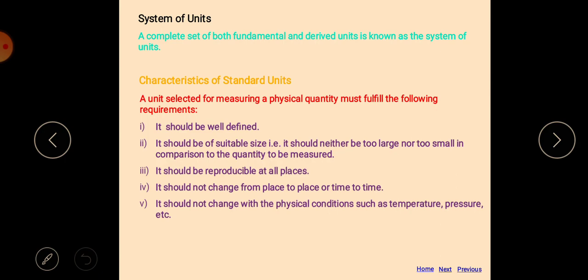It should not change with physical conditions such as temperature, pressure, etc. Then it should be easily accessible. और अगर इसके एक्सेस की बात करें तो it should be easily accessible.